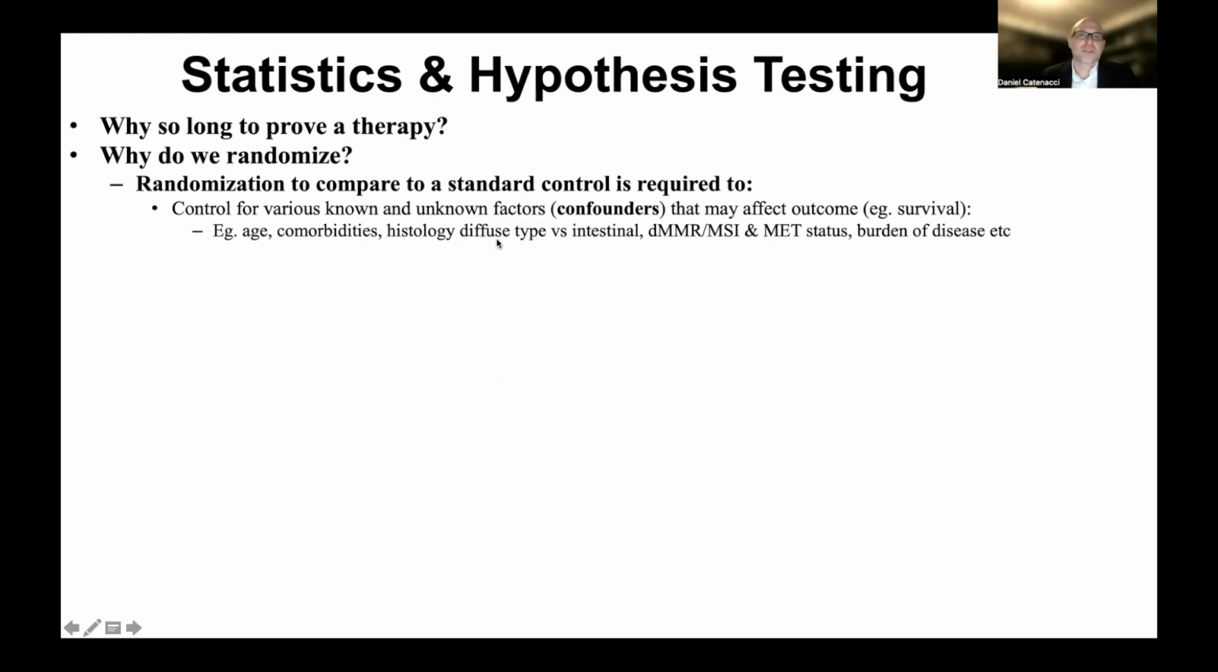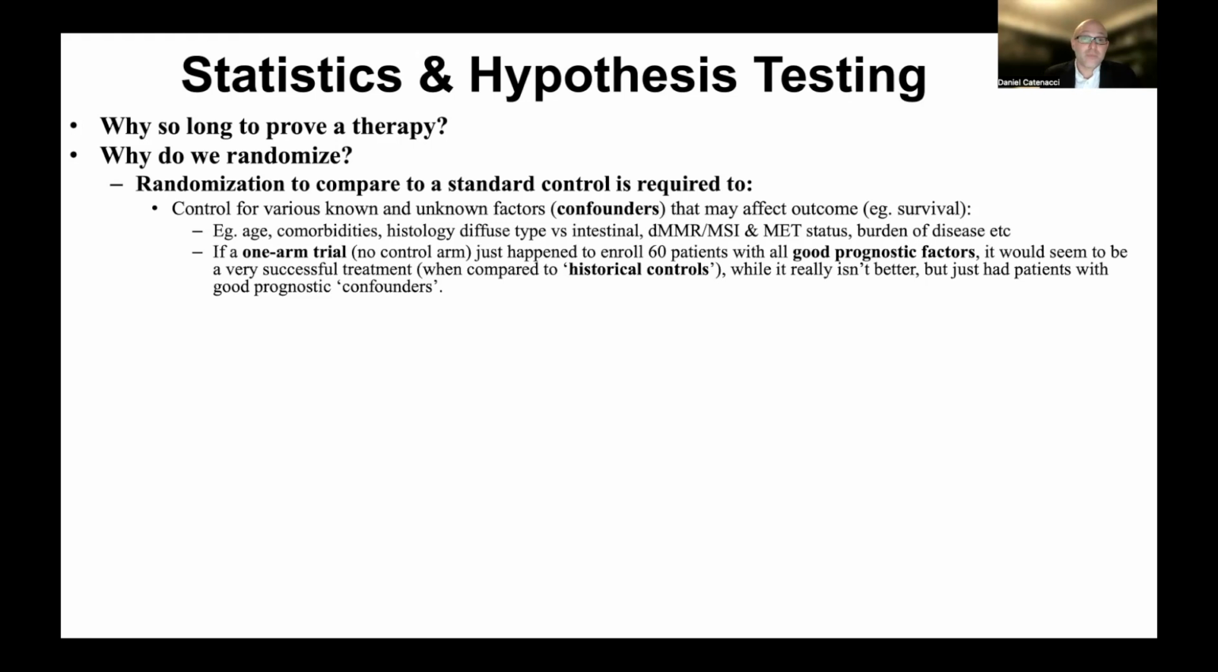Different histological subtypes, for example, diffuse type typically has a worse prognosis compared to intestinal. And similarly, specific biomarkers like deficient mismatch repair, MSI high, tend to have a better prognosis, say in the curative intent setting, whereas MET expression, or certainly gene amplification, tends to have a worse prognosis. The burden of disease, even within stage 4, if you have more cancer sites, larger lesions compared to those who have fewer cancer sites or smaller lesions, tend to have a worse prognosis.